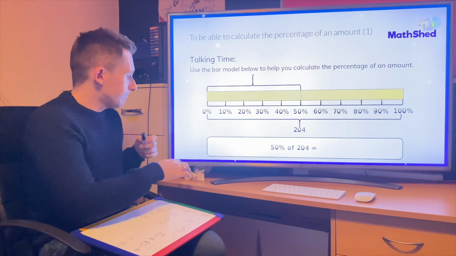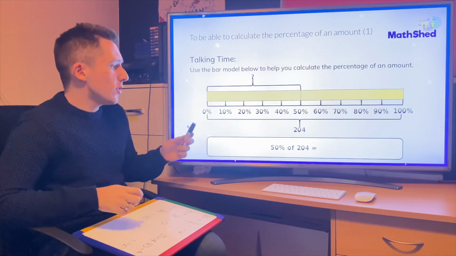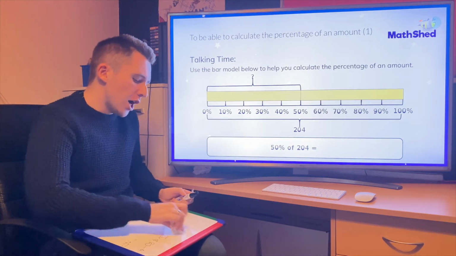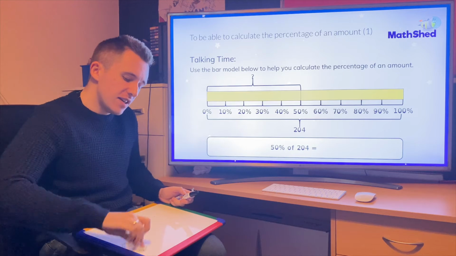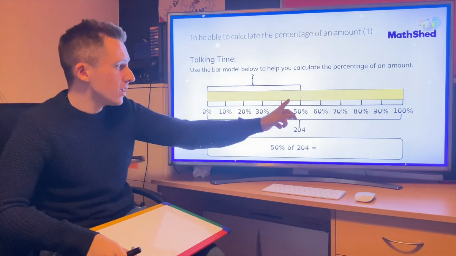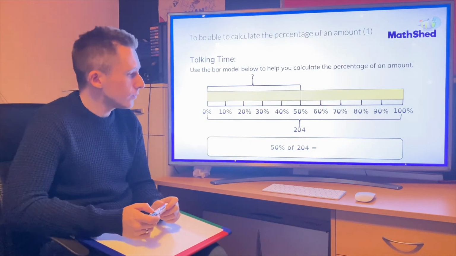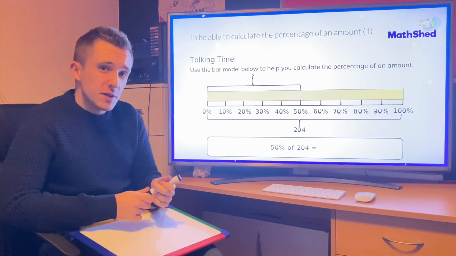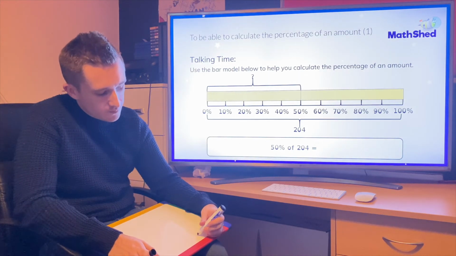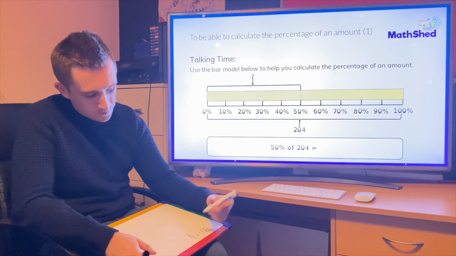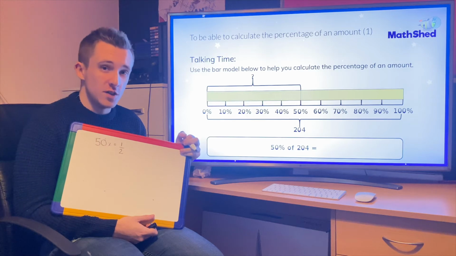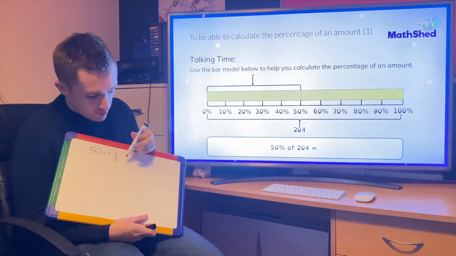So we've got this one here. And the question is, we've got 204, and we want to find 50% of it. Now we know that 50% is the same as a half. And we can see it here. It's halfway along. So to find 50%, we know that 50% is the same as a half. So what are we going to divide by? We divide by the denominator. The denominator is 2.